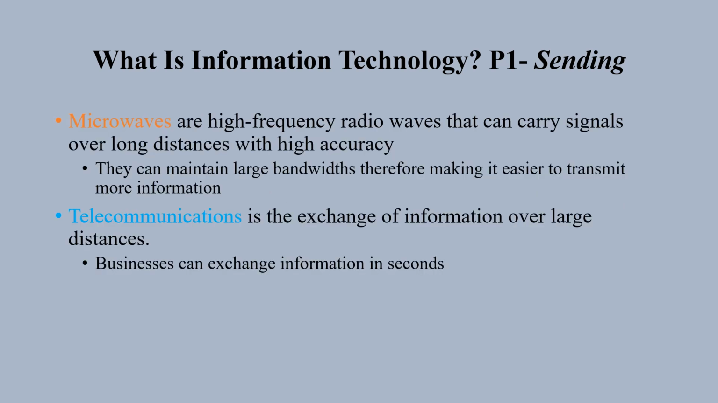Microwaves are high-frequency radio waves that can carry signals over long distances with high accuracy. They can maintain large bandwidths, therefore making it easier to transmit more information. Telecommunications is the exchange of information over large distances. Businesses can exchange information in seconds.